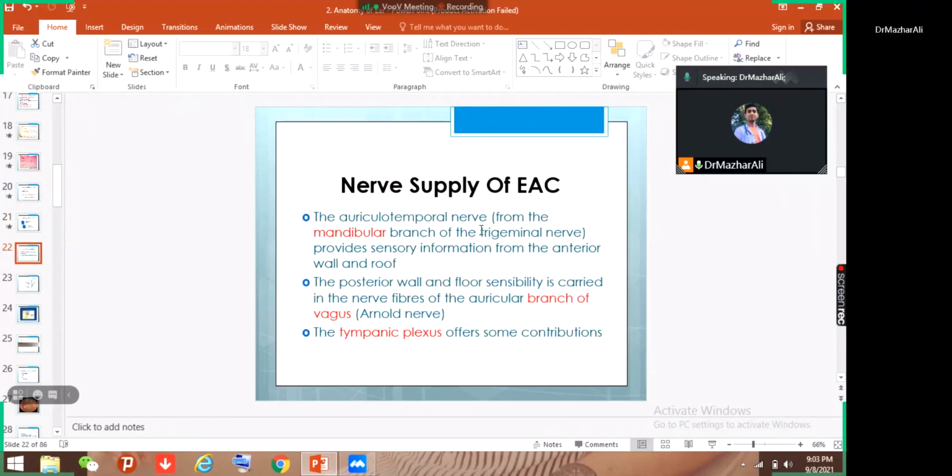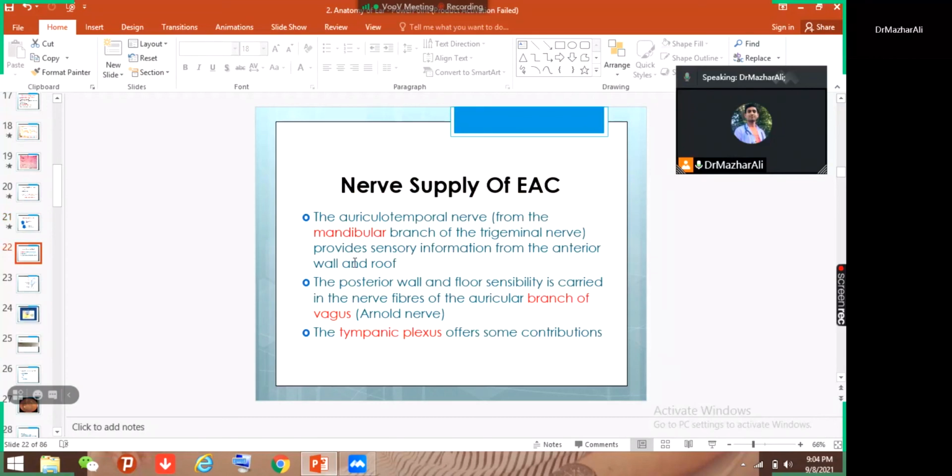So the trigeminal nerve is the fifth cranial nerve. The trigeminal nerve gives a branch, which we call the mandibular branch, and that mandibular branch supplies what? The external auditory canal, and it provides sensory information from the anterior wall and roof.